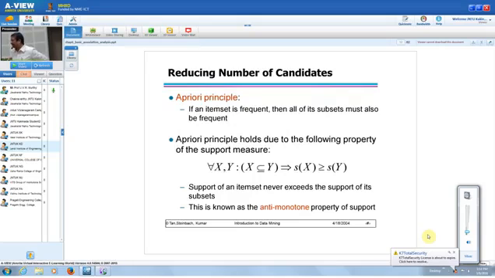Here, s of X is greater than or equal to s of Y. That means the support of the subset is always greater than that of its supersets. That's what I was telling you. Suppose the support of AC is 2. Obviously, supersets could be maximum that or even less. So this is called the anti-monotone property. Next slide.